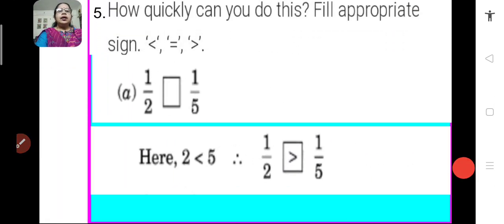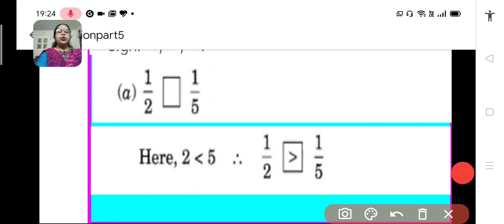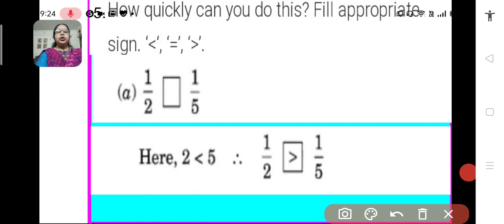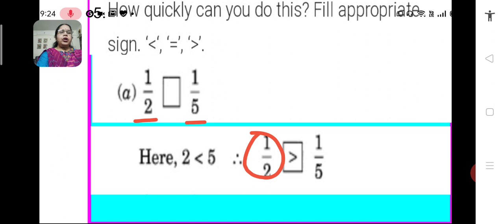Next, how quickly can you do this? Fill with appropriate signs. We have to compare the fractions, which is bigger, which is smaller, or whether they are equal. Here we can see the two fractions 1 upon 2 and 1 upon 5. The numerators are same. We will compare the denominators. The fraction with lesser denominator will be the greater one. So, 1 upon 2 is greater than 1 upon 5.